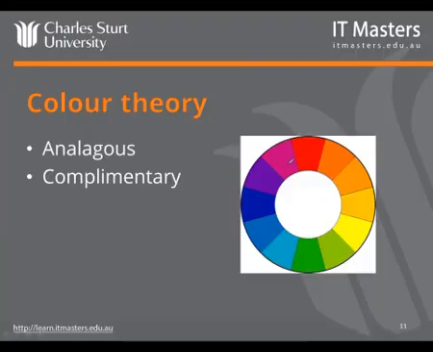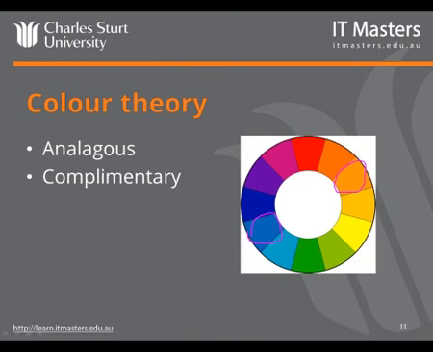But complementary colors use colors that are opposite each other on the color wheel. So for instance, this blue here and this orange here would be complementary colors. And you'd most likely see a complementary color like that on, say for instance, movie posters. Action movie posters often have that blue-orange combination, which you're going to see a lot now that I've pointed it out, because they work quite well together.